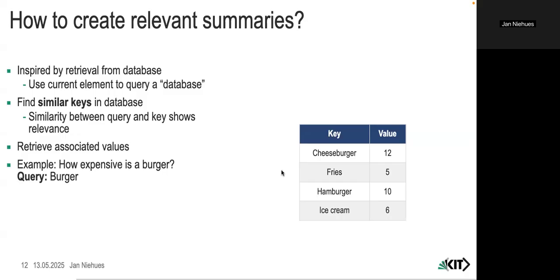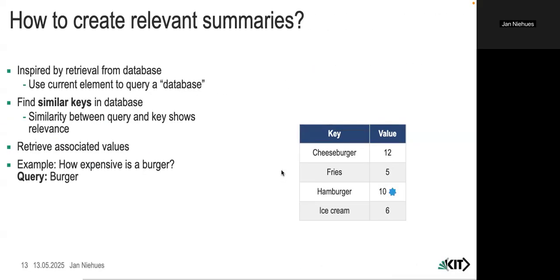So how does it work in a normal database? Just imagine you have this price index, like from a restaurant: cheeseburger, fries, hamburger, and ice cream, and you have values, maybe the price, and now you want to know how expensive a burger is. In a normal database, first you have your query, which is burger, and now you're comparing your query to your keys in order to find the key which you're searching for. In this case, this might be hamburger.